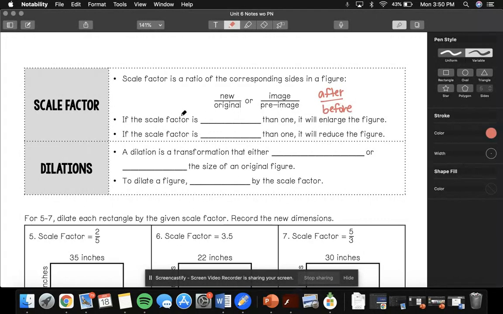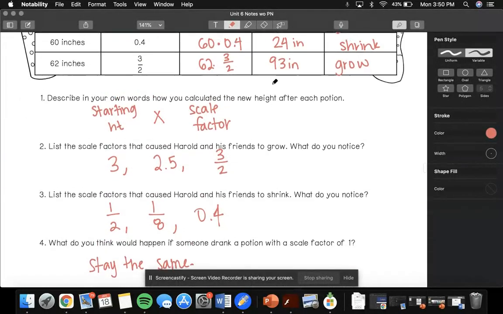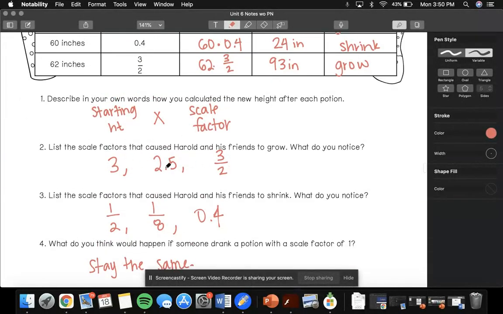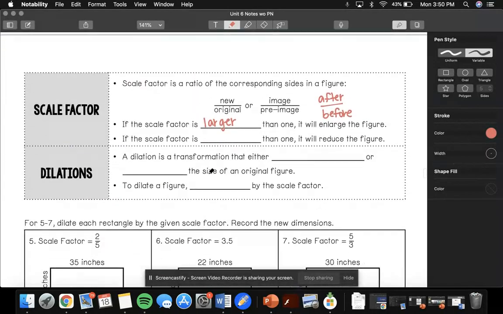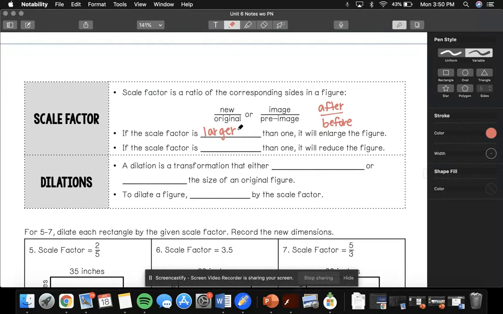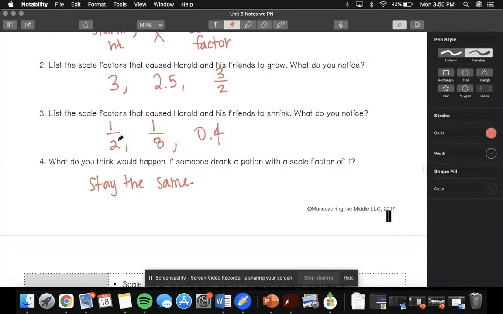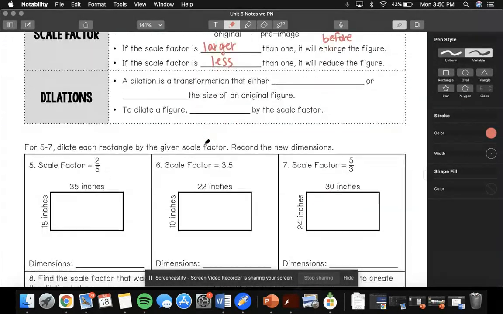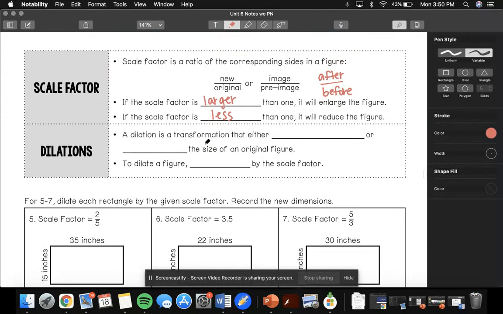Okay, so if a scale factor is larger than 1, it will enlarge something. When we look back at page 11, all of these numbers enlarged it, and all of those numbers were larger than 1. If the scale factor is less than 1, it will reduce the figure. So all these numbers were smaller than 1, and it made all of them smaller.